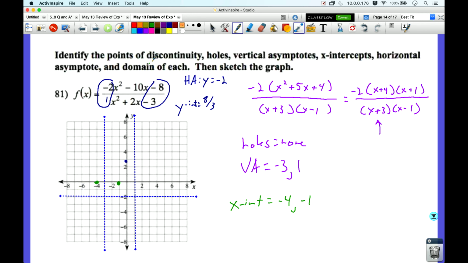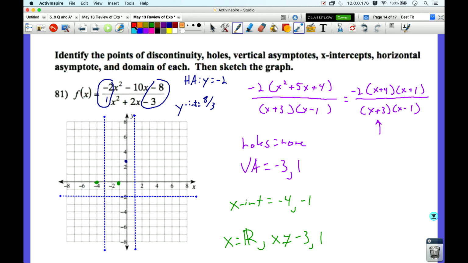The domain would be x equals all real numbers, except x cannot equal the vertical asymptotes negative 3 or 1. And I think we've covered everything now.